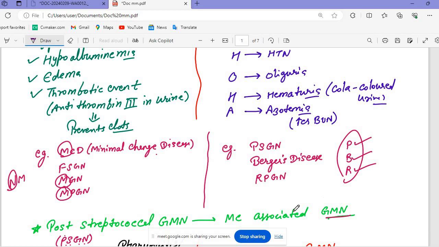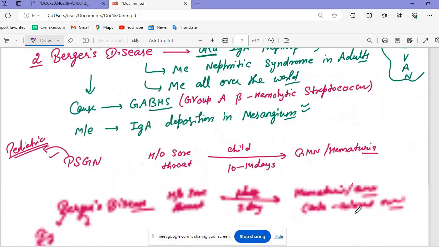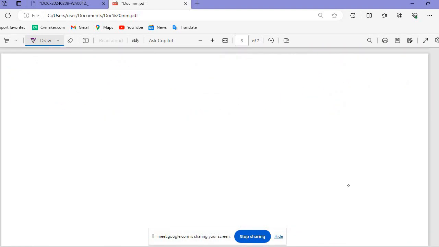Now let's continue with our nephrotic syndromes. That is again an important point: MCD, minimal change disease, focal segmental glomerulosclerosis, membranoproliferative glomerulonephritis, and membranous glomerulonephritis. One is proliferative, another is simple. So let's continue with the first one, nephrotic syndromes. We have minimal change disease, MCD.